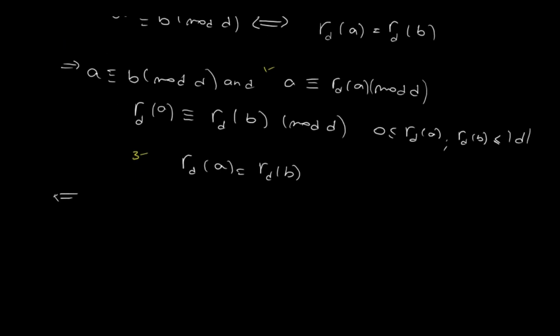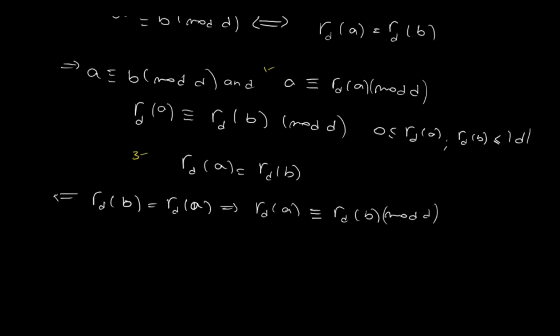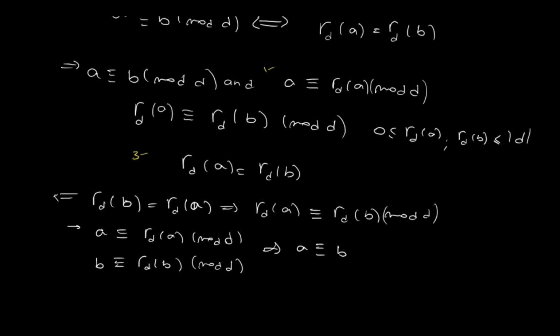Now let's prove the other way. So now we are assuming that the remainder of B equals the remainder of A. This tells us that the remainder of A is congruent to the remainder of B modulo D. But then again, due to transitivity and symmetry, we know two things: that A is congruent to the remainder of A, and that B is congruent to the remainder of B. And then we get that A is congruent to B modulo D, which is what we wanted to prove.